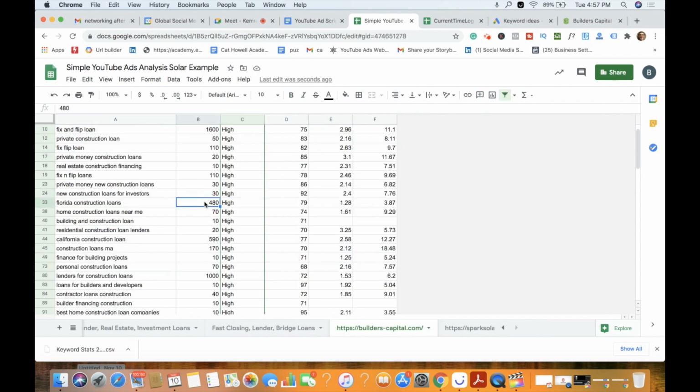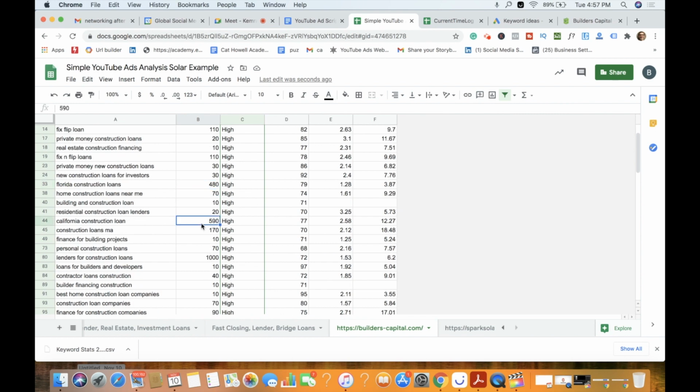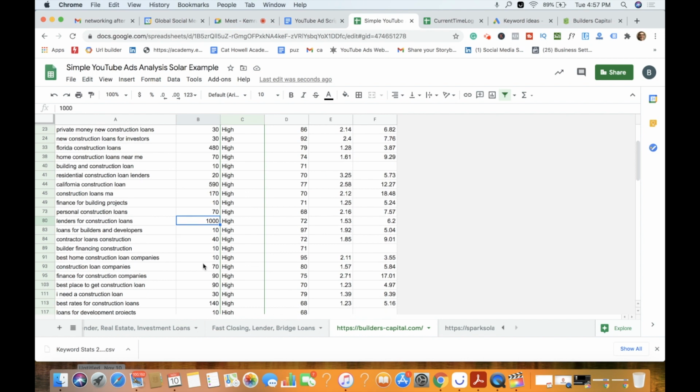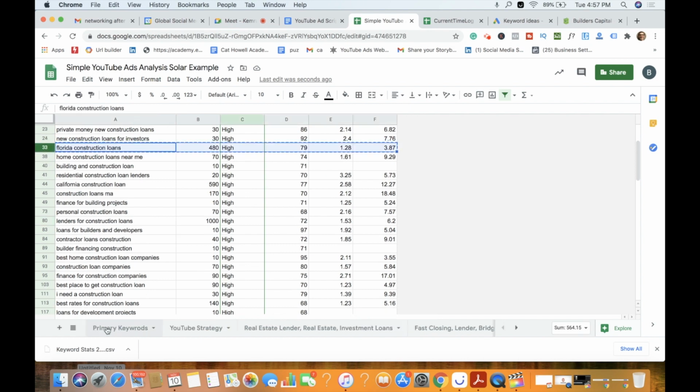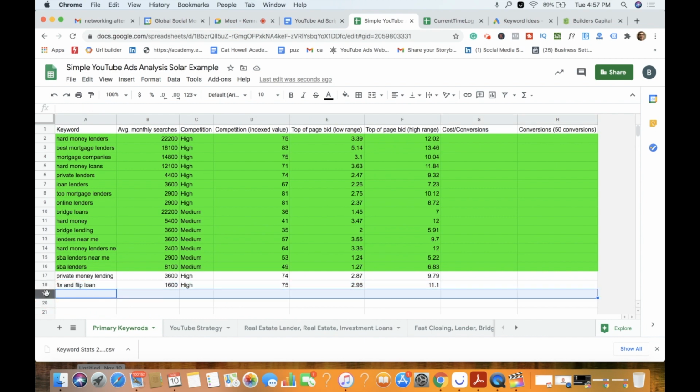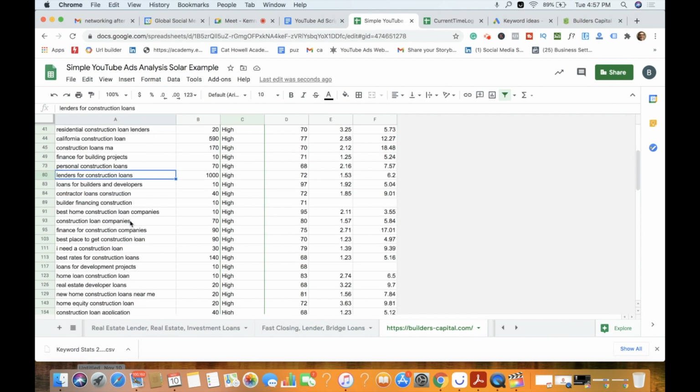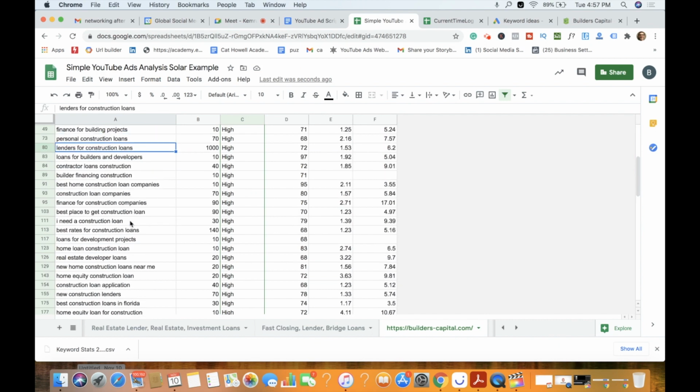What about Florida construction loans or California construction loans? Or Florida would be good. Florida is good. A lot of lenders for that. California is a little harder, but what about lenders for construction loans? Is that relevant? Yep, that's relevant.